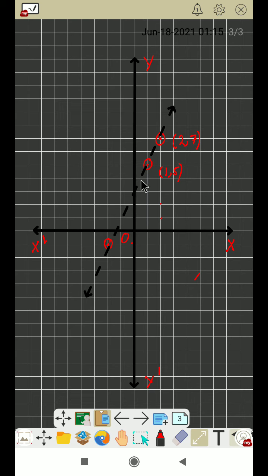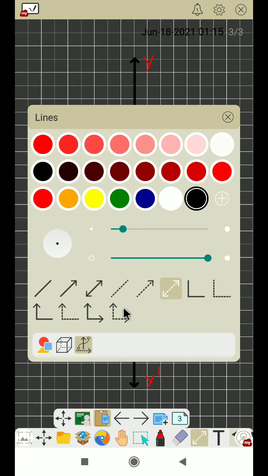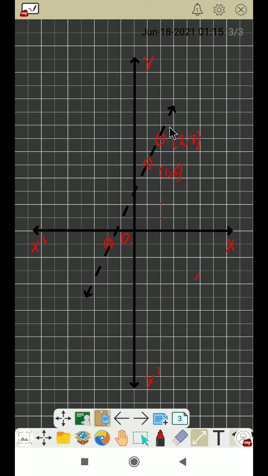Now this way you have to join it. This is not a dotted line, this is a single line. This way you have to join. Okay, so this is our answer. Now go to the next problem.